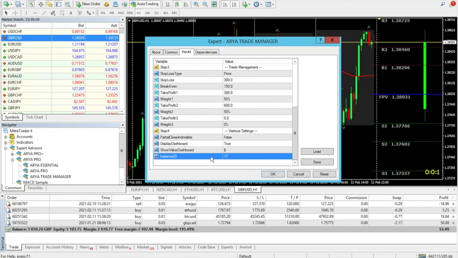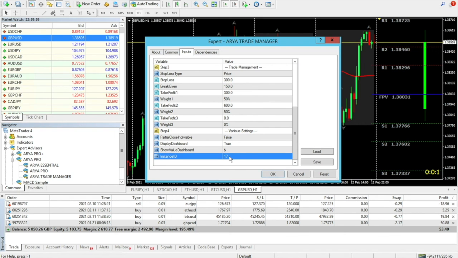And finally, we come to Instance ID. This parameter allows you to run multiple trades with Arya Trade Manager on the same asset. The second trade can only be taken using a second chart and when the first trade has secured its break-even. With Arya Trade Manager, the default number for the first trade is 17.